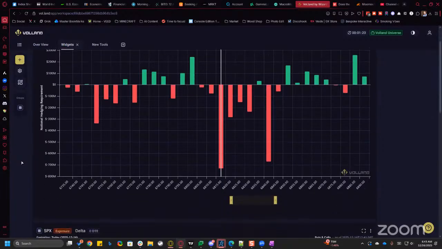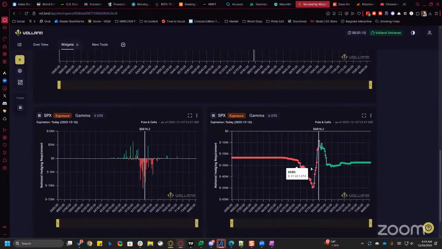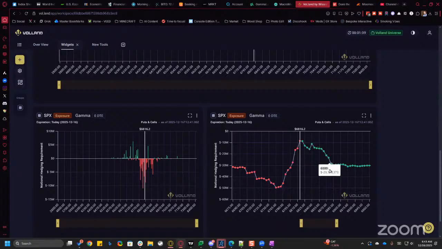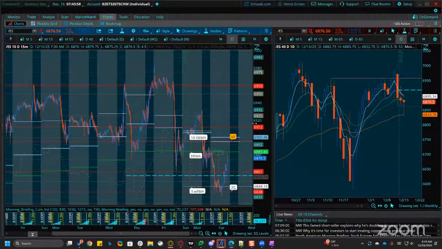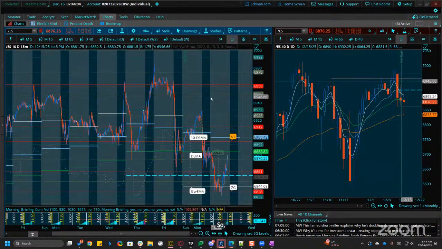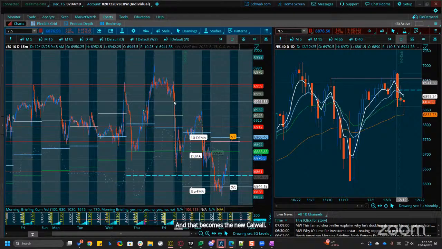We could see things change once we get into the open. The call wall and the put wall did not move, so it is still where it was yesterday. It's very likely not going to move, right? Until we get close enough to OPEX that they've rolled all their positions to a new spot, and that becomes the new call wall, put wall.